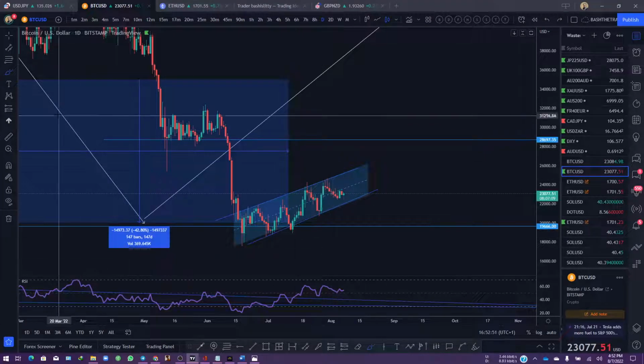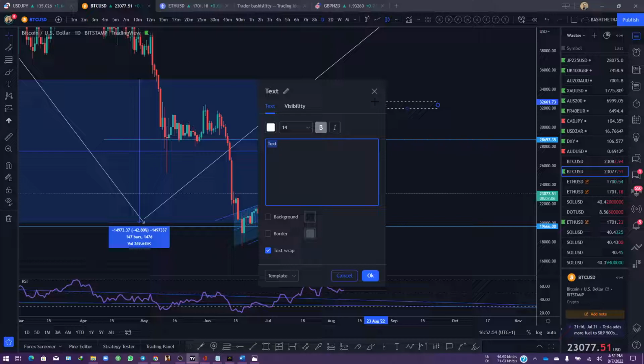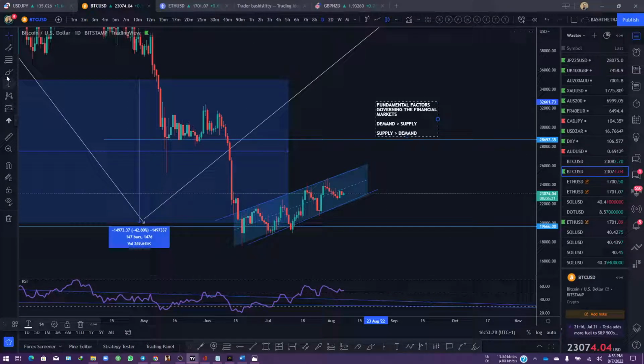That is, the demand needs to be greater than supply, or supply greater than demand. One of these two has to happen, right? Because this is basically the fundamental factor governing the financial market. So we're expecting something to happen on the Bitcoin.